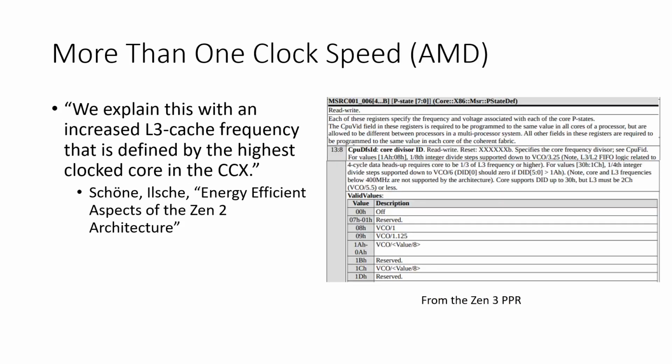Now, let's look at AMD's side, where the approach is quite different. Here, the L3 cache seems to run at the clock speed of the fastest core in the CCX. This seems to be common across all 3 Zen generations.